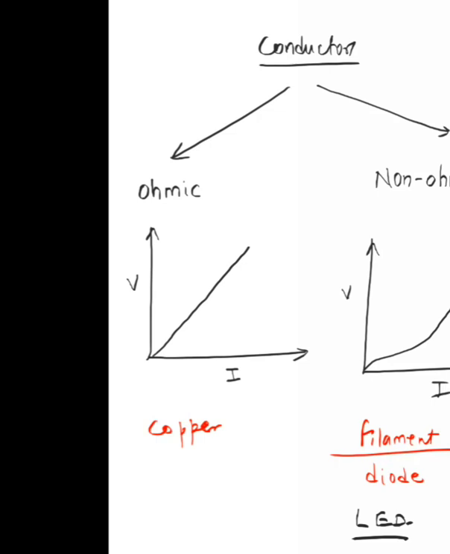Now, what will the slope of this graph be, guys? Anybody can tell me what will be the slope of this VI graph? Constant. No, my question is, how much will the value be? The resistance, exactly.